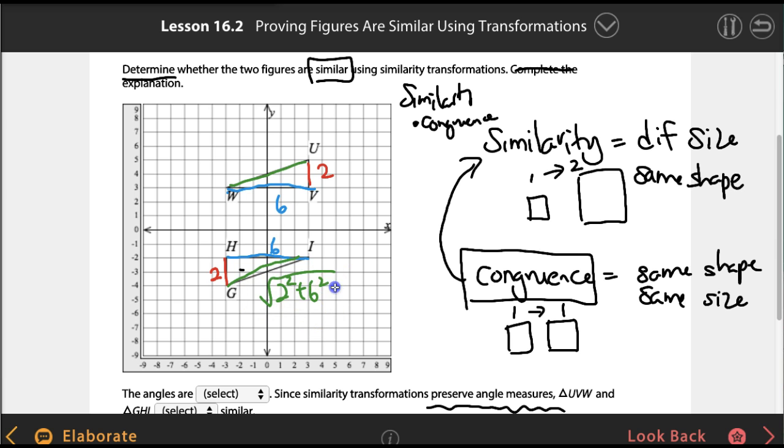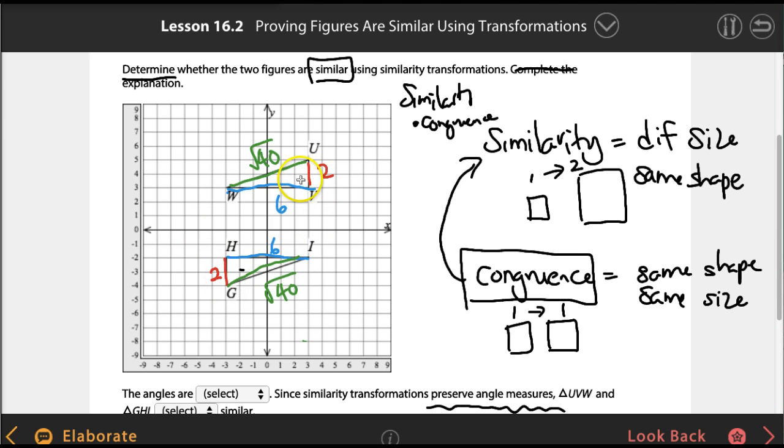And then you gotta find the square root. That's the distance formula. So 4 plus 36, and that equals square root of 40. And that's the same thing here. So I'm just gonna write the length over here just so I know what it is. And right away, we already know that all three sides measure the same.